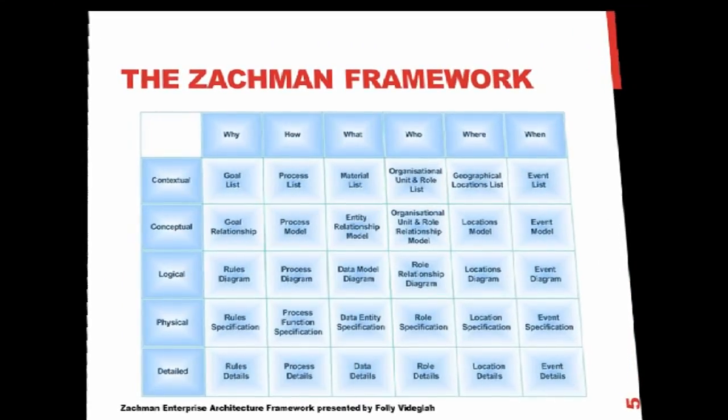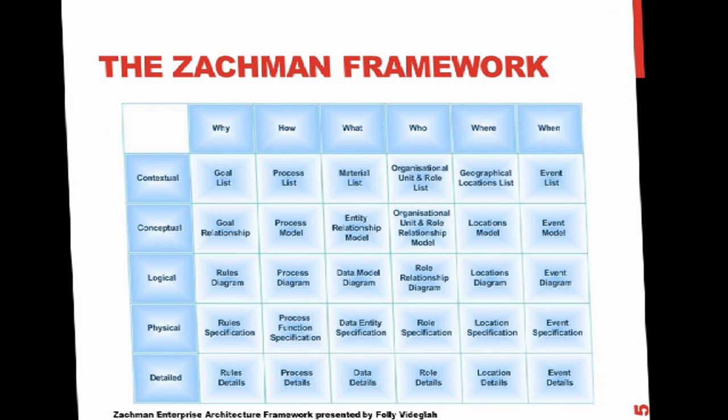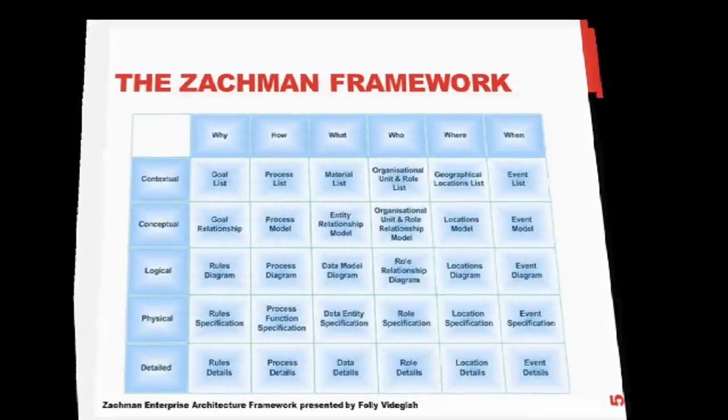The Zachman framework has 6 columns: why, how, what, who, where, and when. On the other side, it has the rows: conceptual, logical, physical, and the detail. All of them form the 36 cells, which are supposed to be filled up. Without filling up every one of them, this framework is not complete.